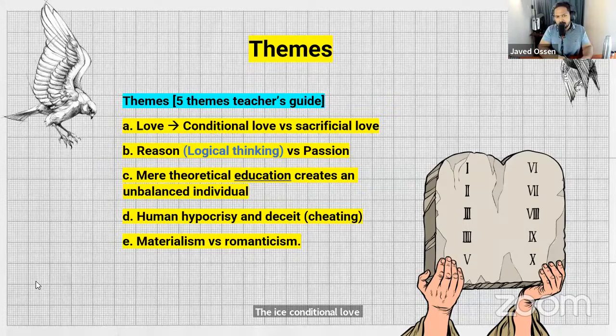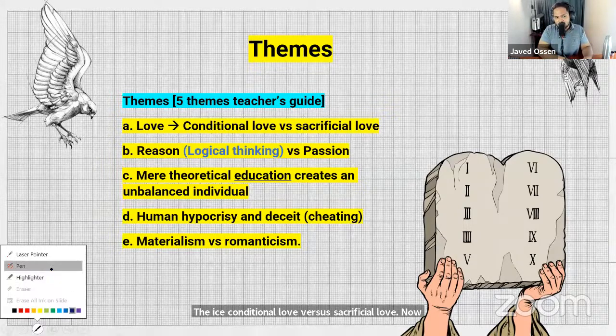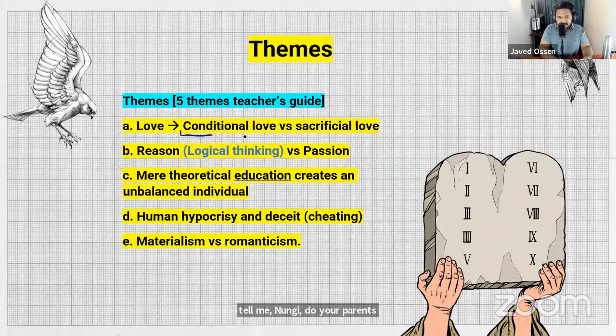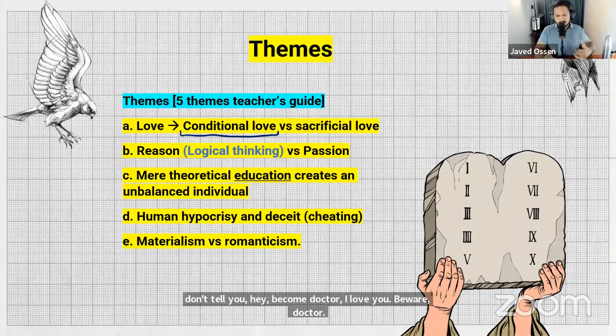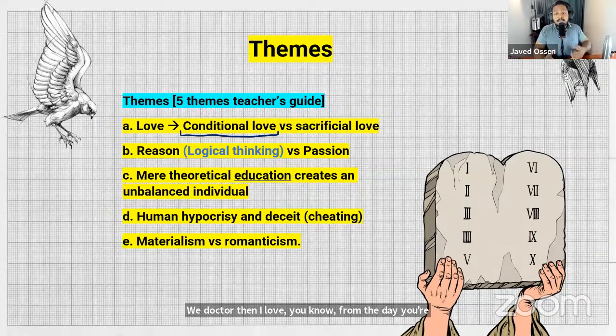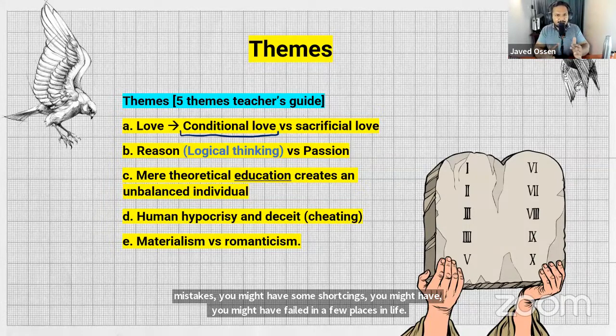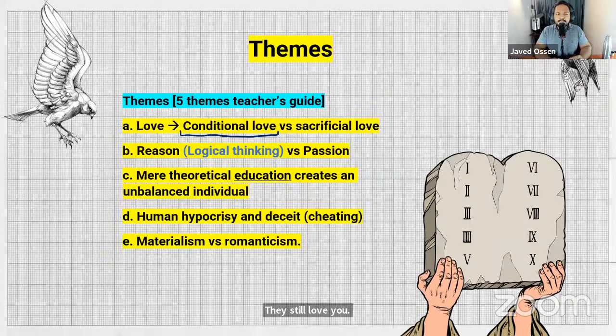Now tell me, do your parents love you conditionally or unconditionally? Your parents love you unconditionally, right? Now, for example, if you take a look at your mom and dad, they don't tell you, hey, become a doctor, I love you. Be a doctor, then I love you. No. From the day you're born, they love you. Even though you might make mistakes, you might have some shortcomings, you might have failed in a few places in life, they still love you. Your parents love you unconditionally.